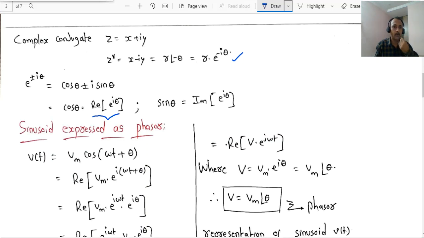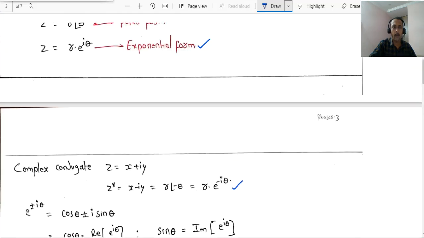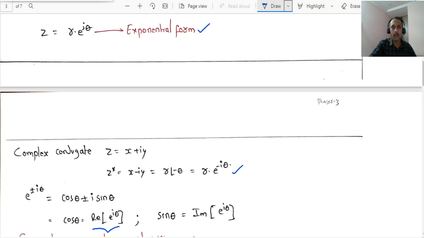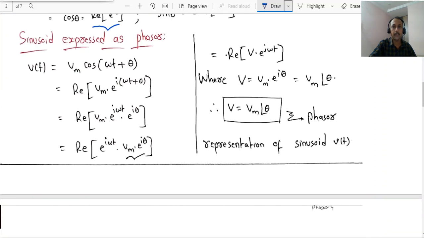These basics are important here, students. E power i theta is cos theta plus i sin theta. E power minus i theta is cos theta minus i sin theta. Now, after knowing the rectangular form, polar form and exponential form, we will discuss how to express a sinusoid as a phasor.